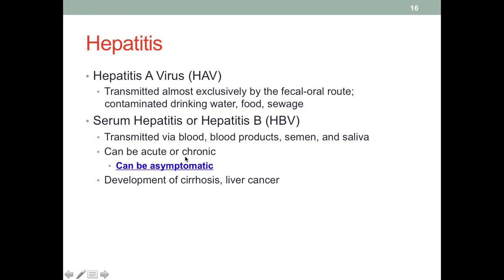The next condition we will discuss is hepatitis. In this case, we are talking about hepatitis caused by a viral infection. There are several types of liver viruses that could lead to hepatitis. And we have hepatitis A, caused by the hepatitis A virus. And this is a foodborne disease, so it is transmitted almost exclusively by contaminated food or beverages.